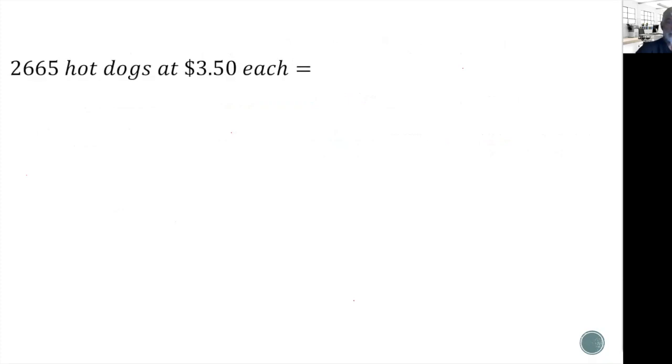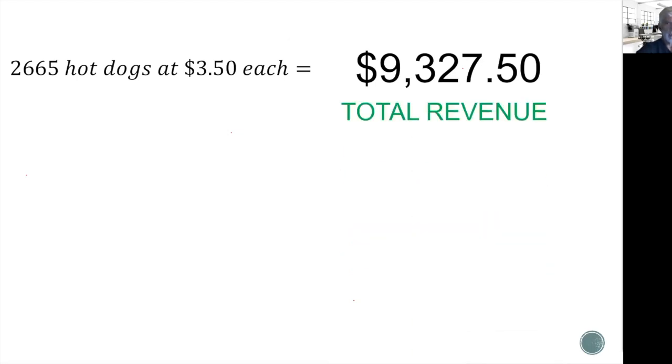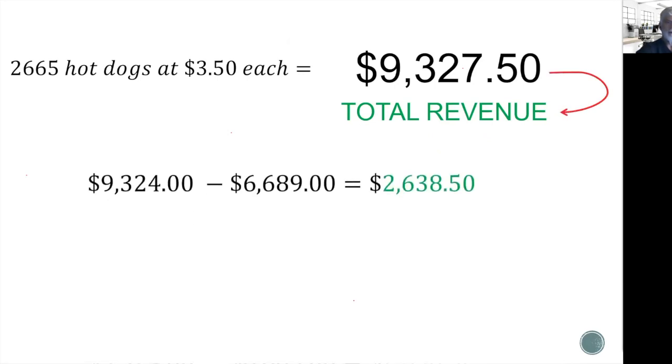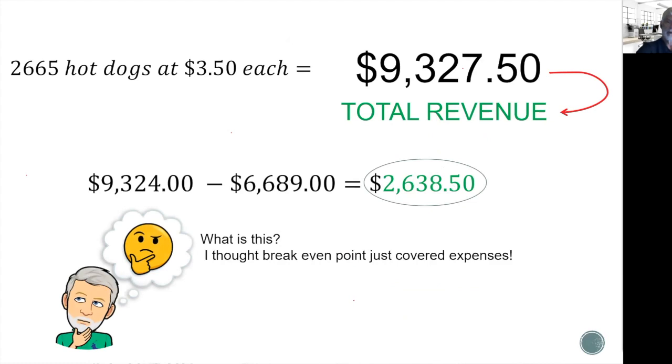All right, so take a look at this. You're selling 2,665 dogs, $3.50 a piece. That adds up to $9,327.50. That's total revenue, right? All right. But our fixed expenses were only $6,689. That leaves us $2,638. We just made $2,700, right? Wait a minute. But didn't the break-even point just cover expenses? What is that left over? I thought it was break-even.